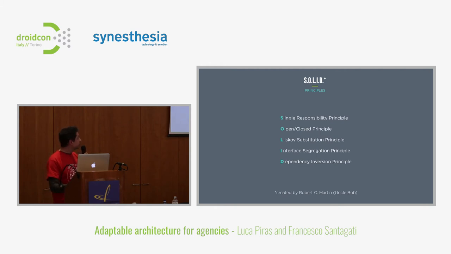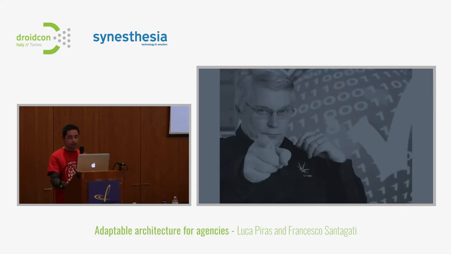And finally, D stands for dependency inversion principle. And it has two key points. Abstractions should not depend upon details, and details should depend upon abstractions. So these are, in my opinion, good principles, which is good to follow to write better and more maintainable code. And keep in mind, Uncle Bob is watching you while you write code, so be careful.